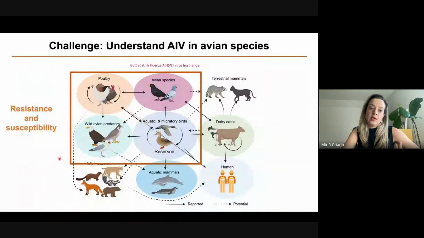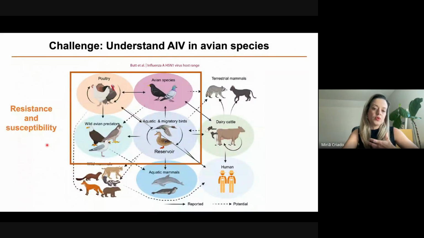My lab is really interested in understanding avian influenza, especially in avian species. As I showed you before in that schematic picture, most of the subtypes, independent of whether the virus is highly pathogenic, have been circulating mainly in poultry and waterfowl and also between other avian species. And among all of these avian species, it's important to see that some of them are resistant and some of them have been really susceptible.